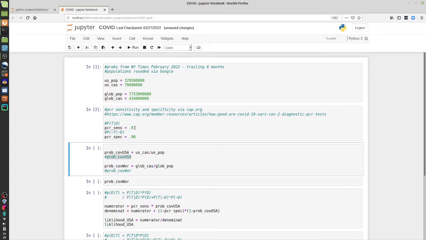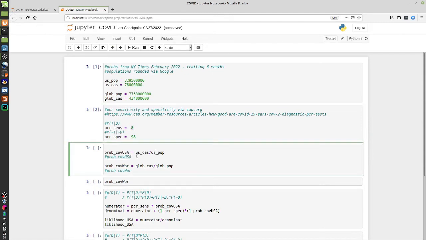Just to show, PCR sensitivity was set at about 80%. So basically 80% of those who have the disease will test positive for it. And then for specificity, about 98%. So of those who don't have the disease, about 98% will test negative.